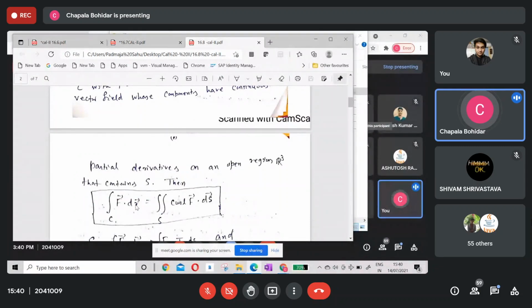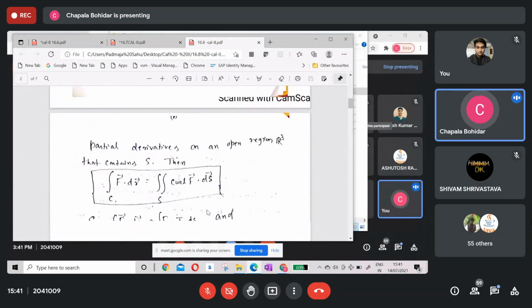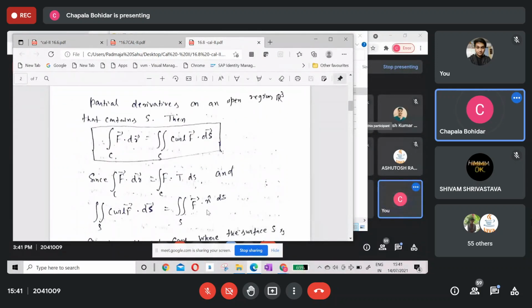The integral of F dot dr, the line integral over the curve, equals the double integral over the surface of curl F dot dS. We know that F dot dr over the curve is F dot the unit tangent vector T ds, and the double integral of curl F dot dS is the double integral of curl F dot n dS.